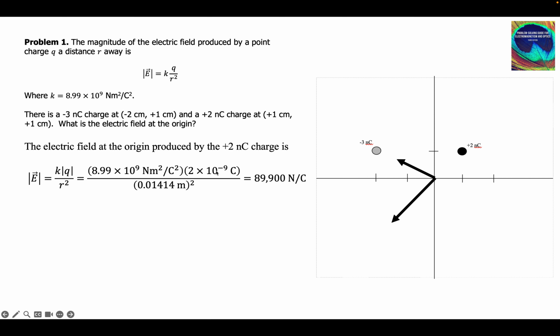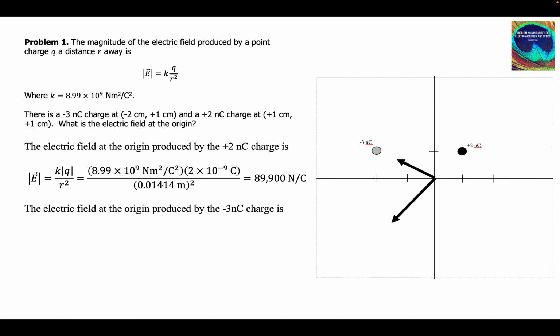There's K, there's Q. We converted it to coulombs because K has coulombs in it. So 2 nanocoulombs is 2 times 10 to the minus 9th coulombs. There's the distance, and we get 89,900 newtons per coulomb. That's the length of this electric field vector, the one produced by the plus 2 nanocoulomb charge.